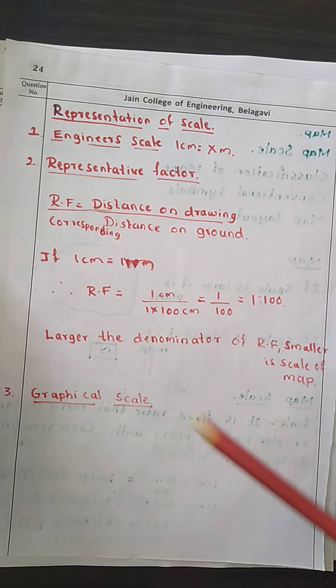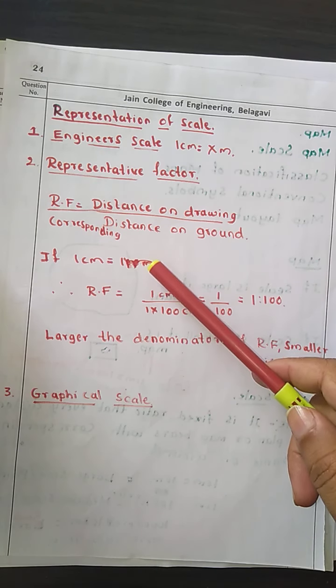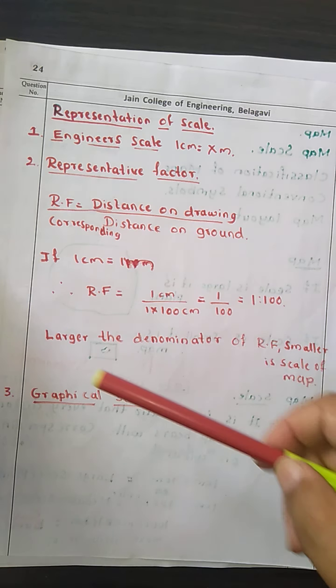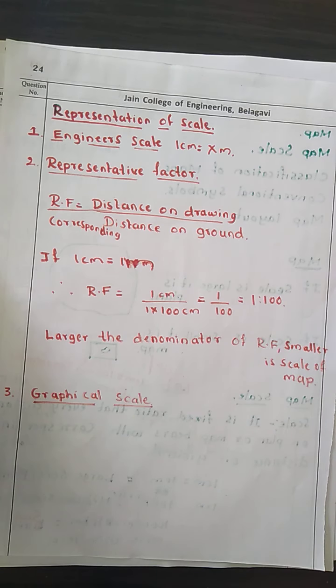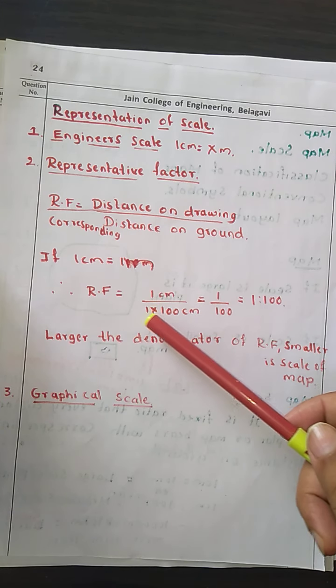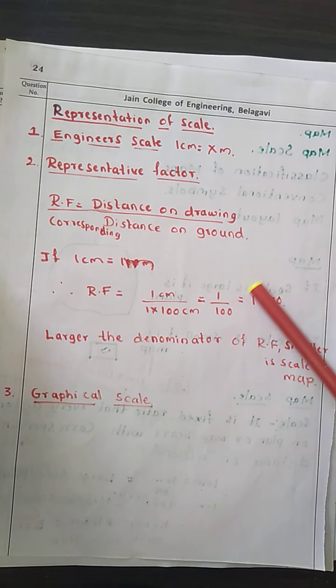Now if 1 centimeter on a drawing sheet represents a corresponding distance on the ground of, say, 1 meter, then the representative factor is as follows. 1 meter has 100 centimeters, so here we have converted the meter into centimeters. So 1 centimeter divided by 100 centimeters, the ratio will be 1 divided by 100. So the representative factor will be 1:100.